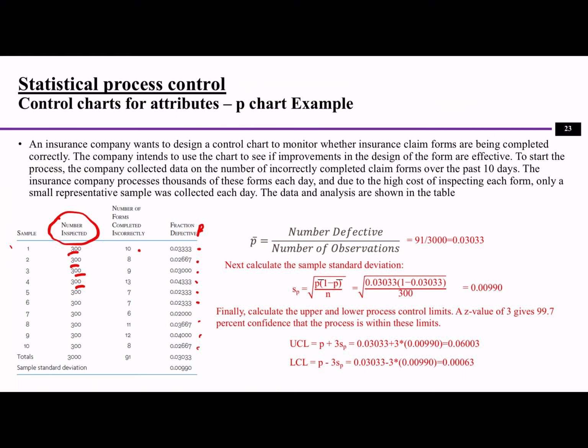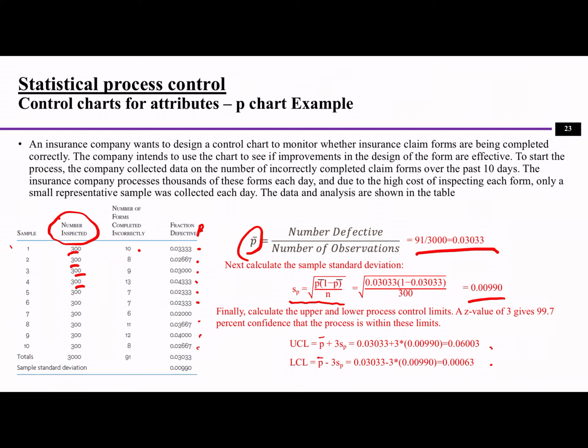All right, we got P1 to P10, and then we can calculate the P average, or the mean of the P, which is this value. And next, we just need to calculate the standard deviation. Standard deviation equals, we have the equation here, right? We can calculate the standard deviation. So after we know the standard deviation, we know the p-bar, then we can find out the upper control limit and lower control limit, right? Which are these values.